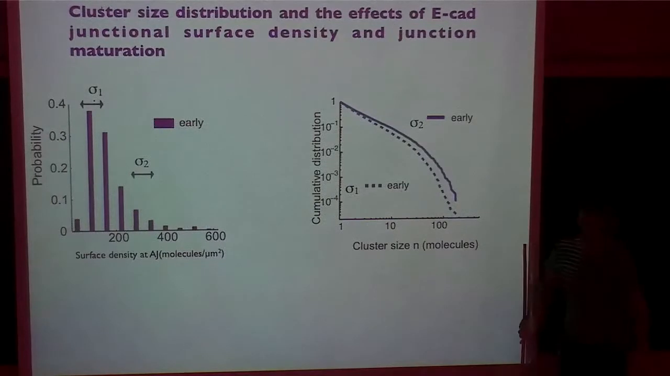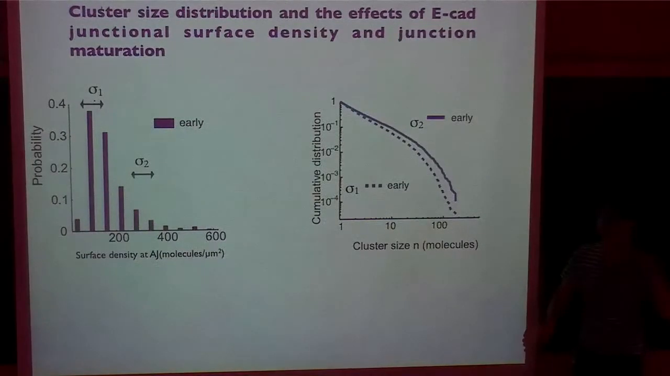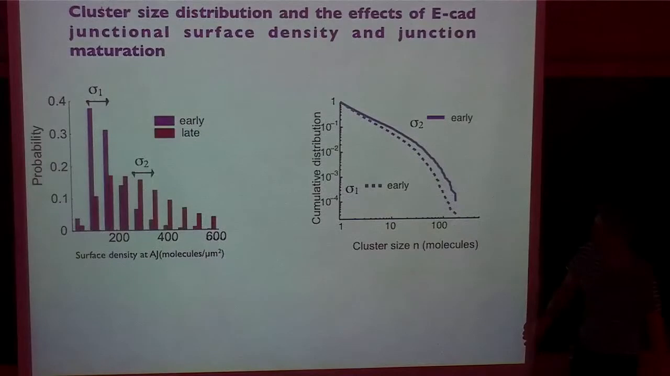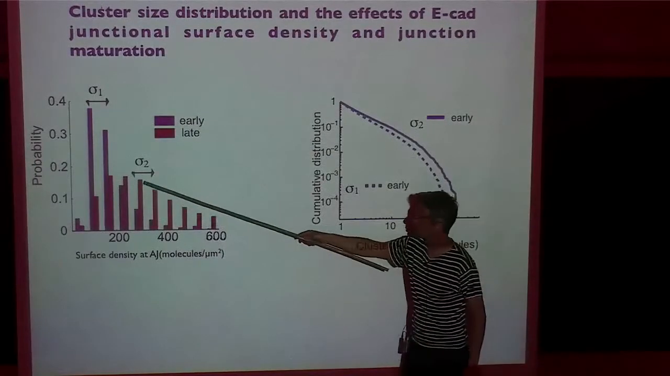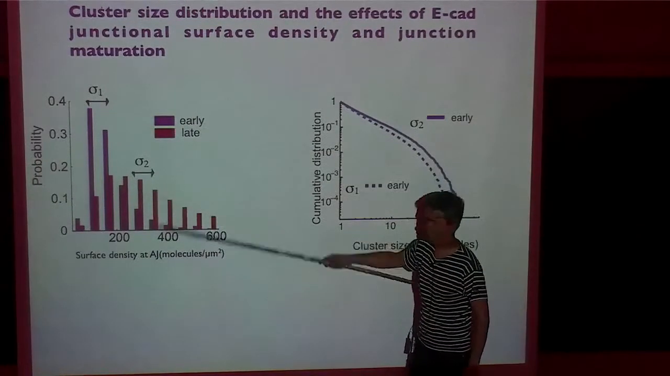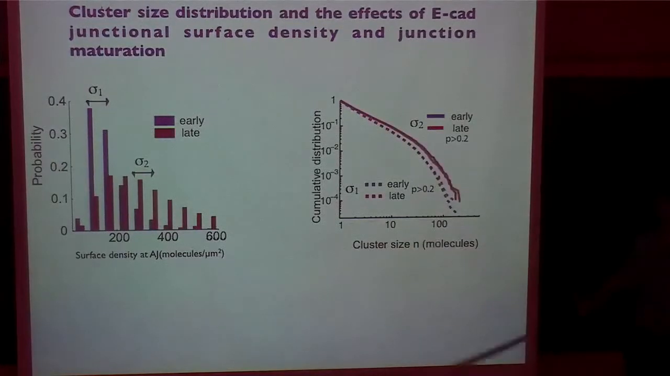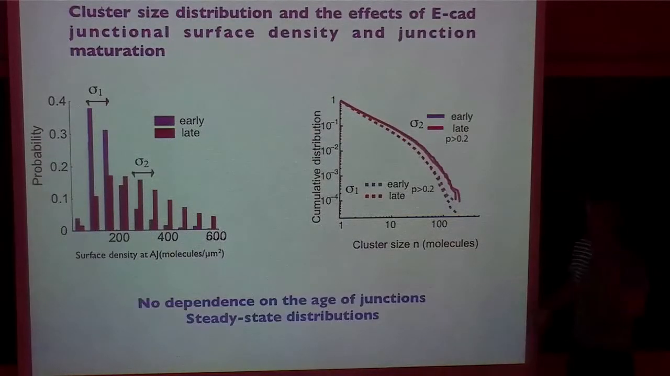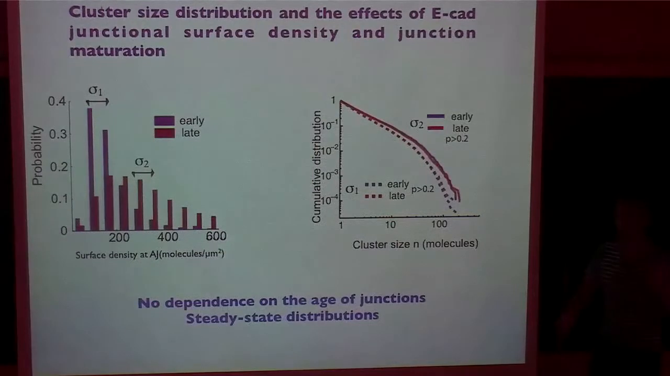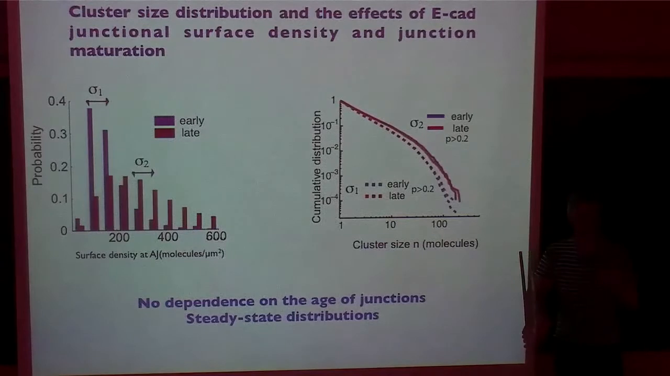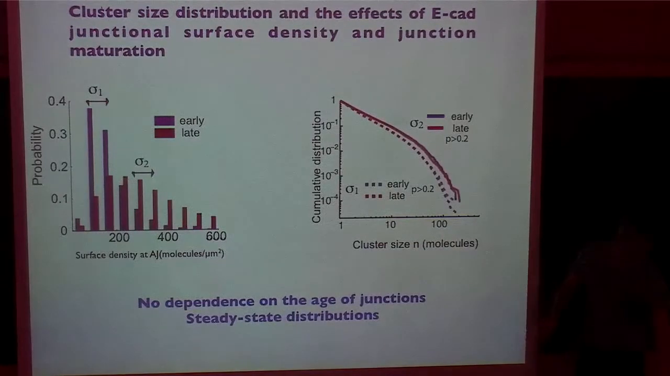And now if you compare two different stages, where the average surface density of E-cadherin is increased at later stages, in fact, you do not see any difference in terms of cluster size distribution. So this shows that the cluster size distribution does not depend on the age of the junctions, and that we really look at the steady-state distribution of E-cadherin molecules at junctions.